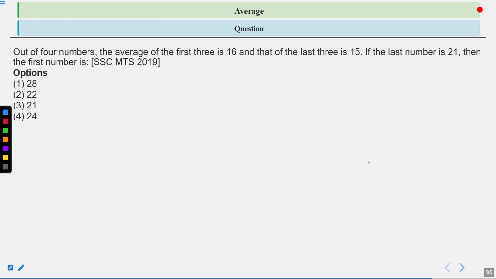Out of 4 numbers, the average of the first 3 is 16 and that of the last 3 is 15. If the last number is 21, then the first number is? This question was asked in the SSC MTS exam in 2019. There are 4 options. First one is 28, second is 22, third one is 21, and fourth one is 24. Now you have 10 seconds to analyze the question. Your time starts now.